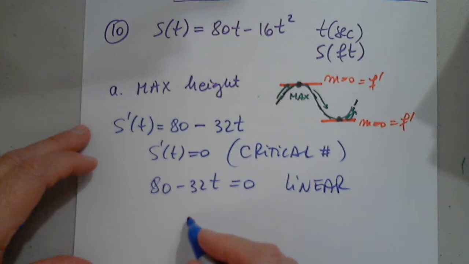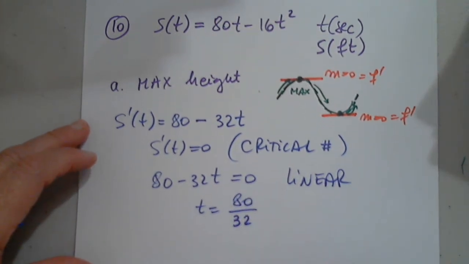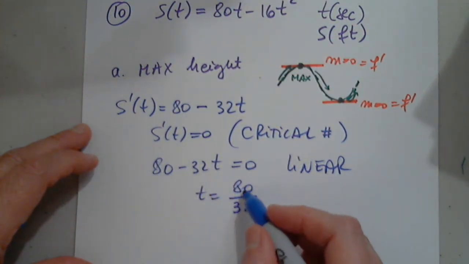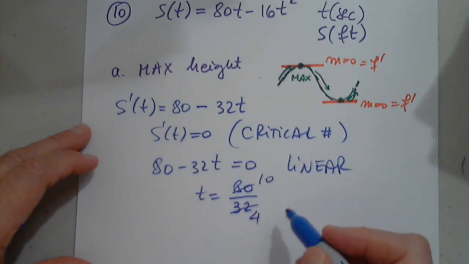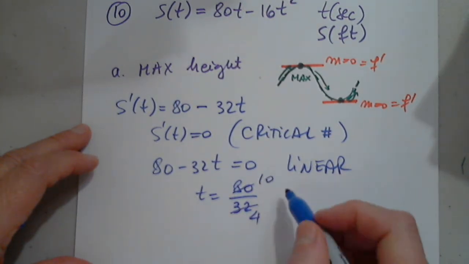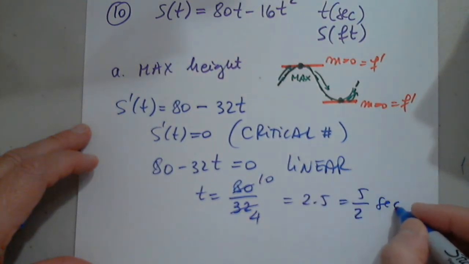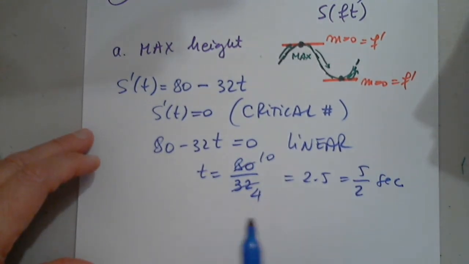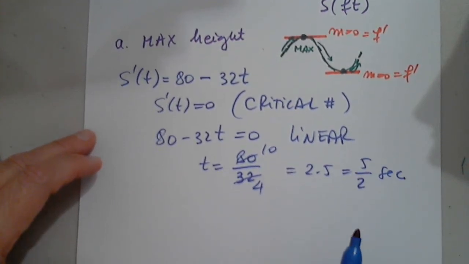I move 80 to the other side and divide. So I get 80 divided by 32. And if I simplify, because it's negative over negative, I simplify by 8 and I get 10 over 4, and again, so I get 5 over 2. So 2.5 or 5 over 2 seconds. Okay. So I determined the time needed to reach a maximum or a minimum. I'm not sure if it's maximum or minimum.